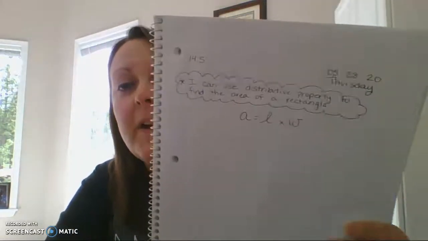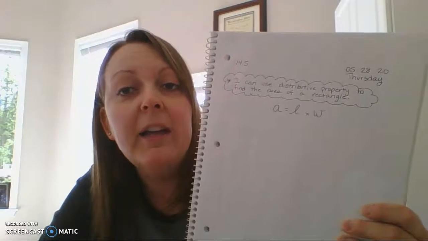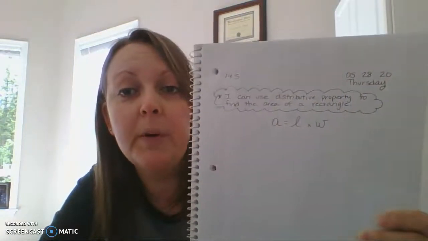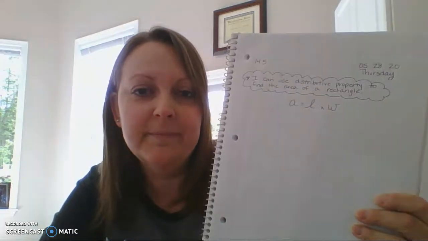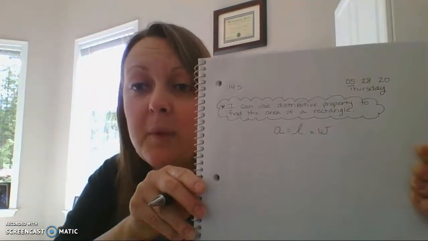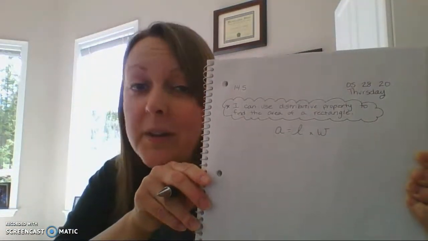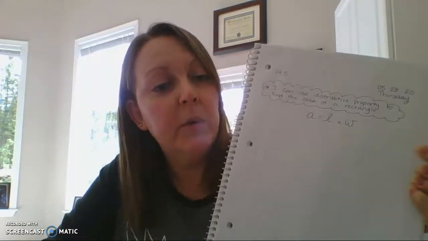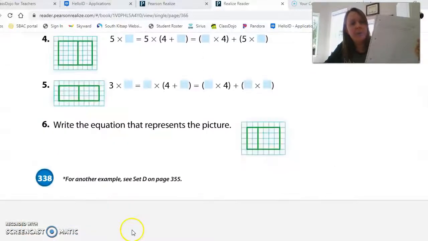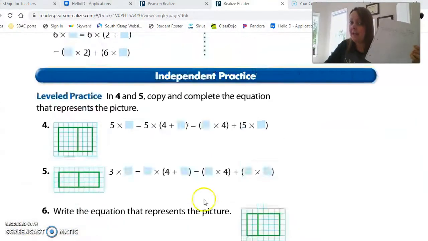So for 14.5, your learning target is I can use distributive property to find the area of a rectangle. And remember, you can pause me at any time if you need to. Oh, and you guys should have noticed I wrote down my formula because I don't want to forget that. And today we're going to be using that quite a bit. So for those of you that want to follow along, today we are on page 338.